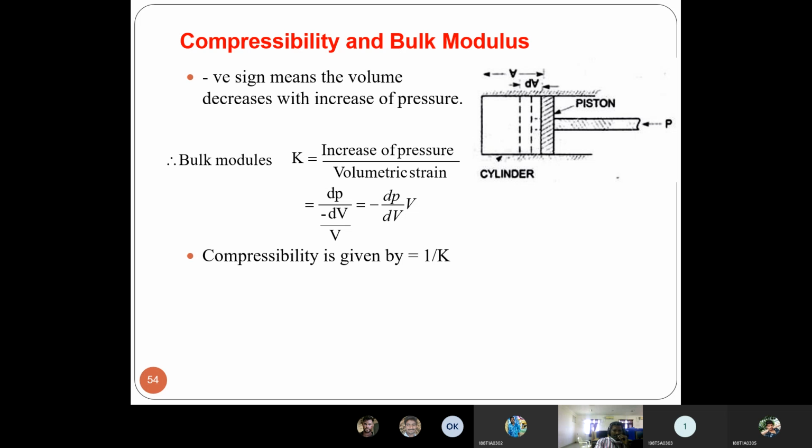Compressibility is equal to the reciprocal of bulk modulus, or we can write the definition for this also. Compressibility is defined as the ratio of volumetric strain to increase in pressure. Like that we can write it. Okay, now come to another slide.